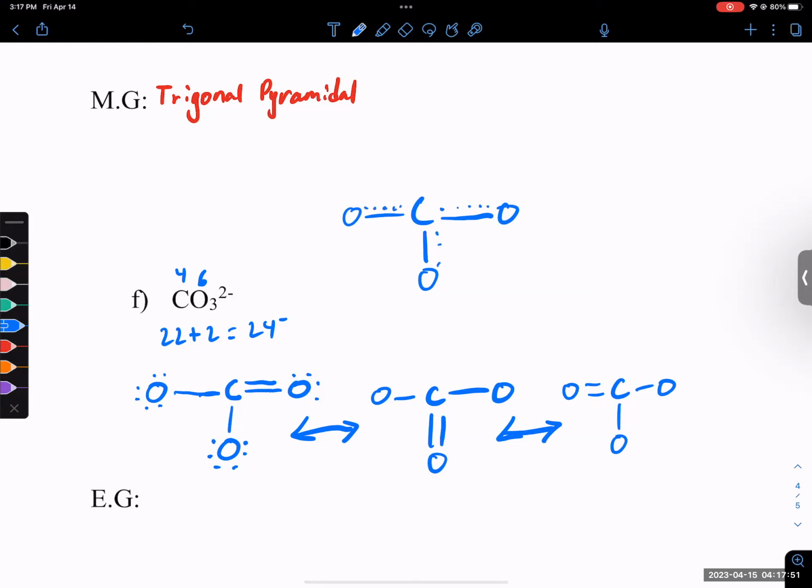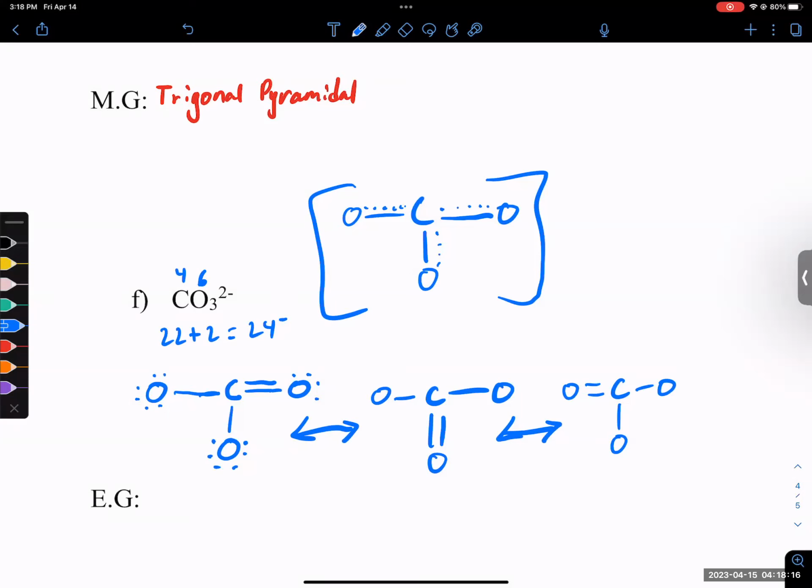The double bond actually rotates between all of them. That's what is called a resonance structure. And of course, that's your resonance hybrid. You draw the lone pairs as well, but who cares about those? So basically, if you look at a carbonate molecule, it's actually a combination of all three of these resonance structures.